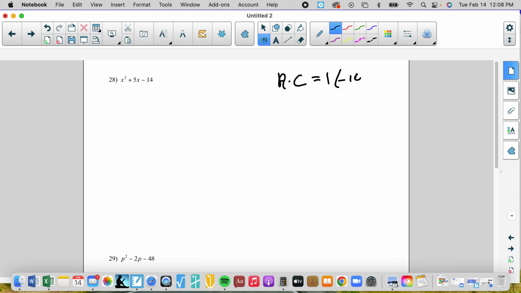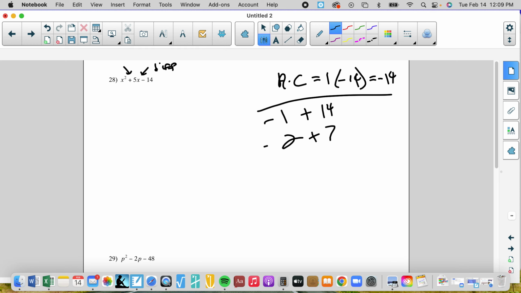1 times negative 14 gives me negative 14. 1 and 14, 2 and 7, 3, 4, 5, 6. Nope. Signs are different. Bigger is positive. Negatives on this side. I get 13. I get 5. This is my middle.